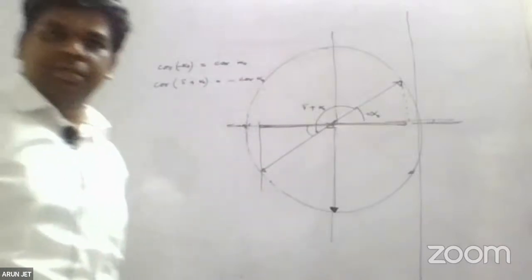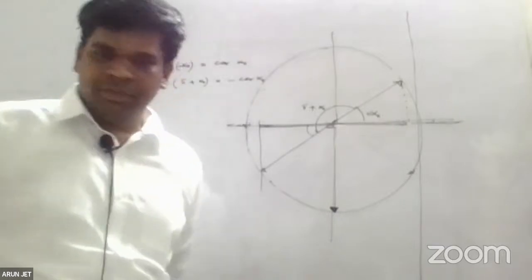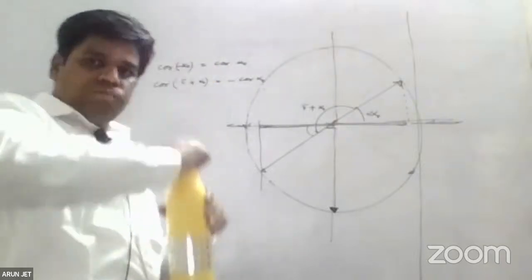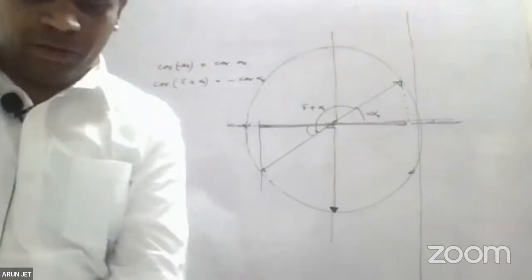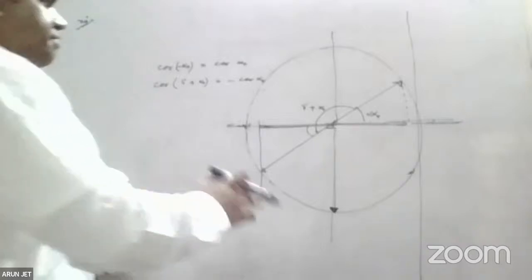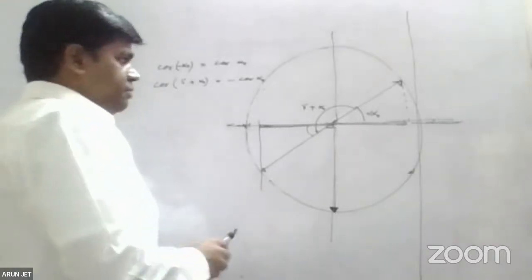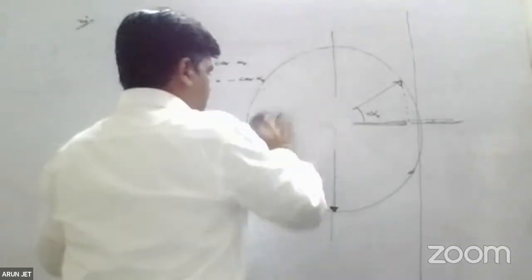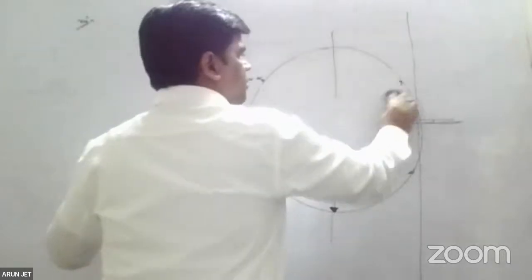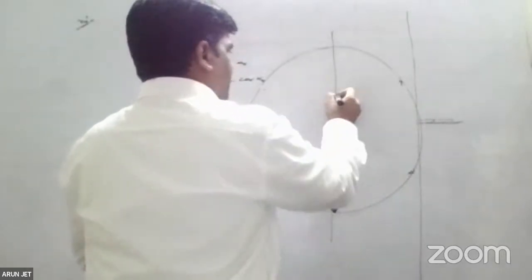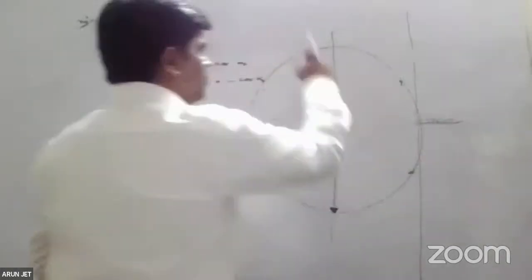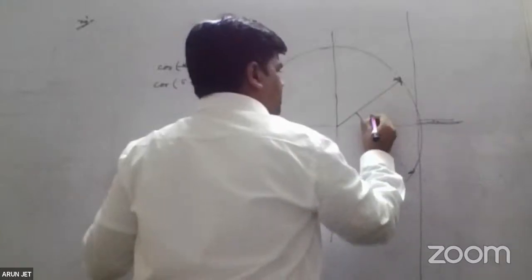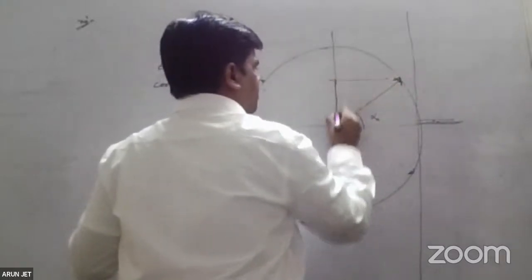Is it clear? Is this equation clear? All right. Now let's go further. Now let's see how we deal with sine. Now what is sine? I defined sine as the shadow on the vertical axis. So if I've got a radius like this, and this is alpha, this is my sine.